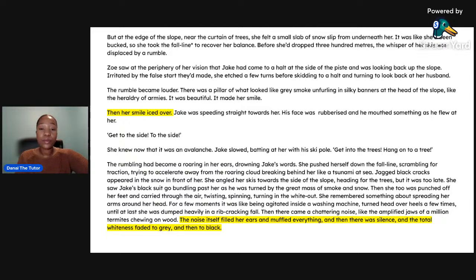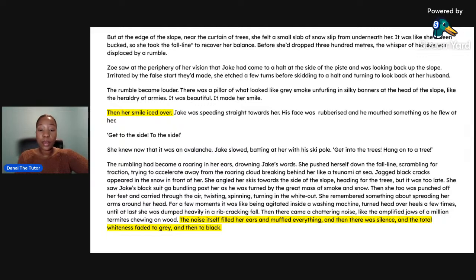It was beautiful. It made her smile. Then her smile iced over. Jake was speeding straight towards her. His face was rubberized, and he mouthed something as he flew at her. "Get to the side! Get to the side!" She knew now that it was an avalanche.